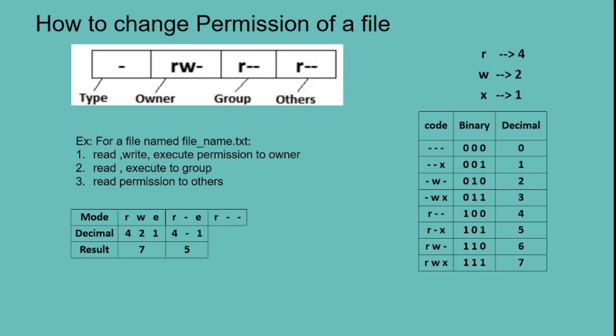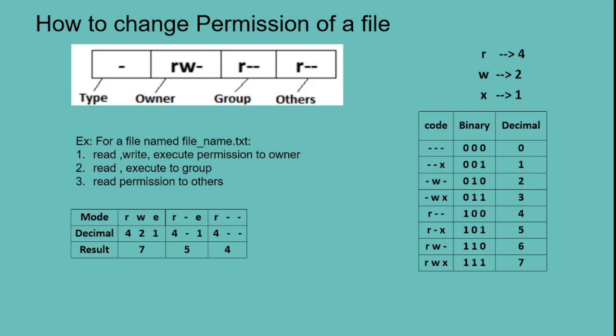The next permission is for others, and we need to assign read only. So the pattern is r dash dash, the related decimal is 4, 0, 0, and the result is 4 plus 0 equals 4. So the result we received is 754.